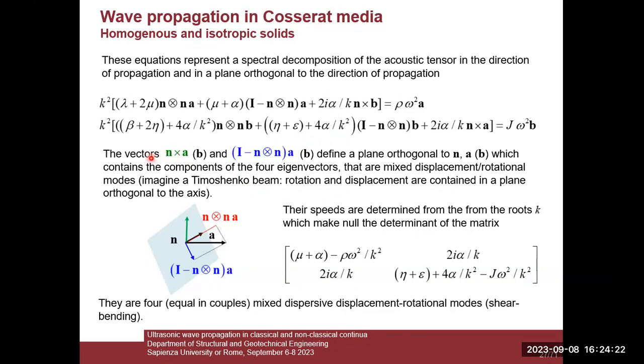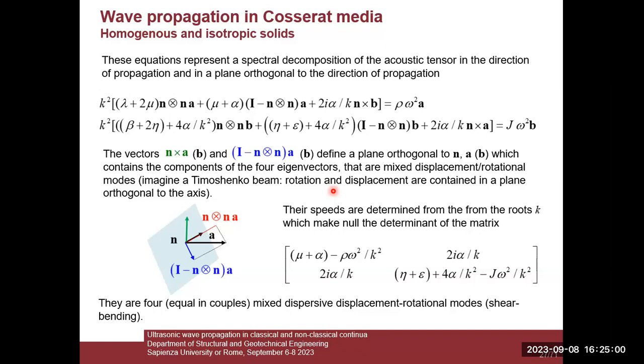So, I was saying, this other part of the waves. You've got these two vectors, which define a plane which is orthogonal to n and to a. And this plane contains the components of the 4 eigenvectors that, in that case, for that part of the acoustic tensor, are mixed waves, meaning that they are displacement rotational wave modes.